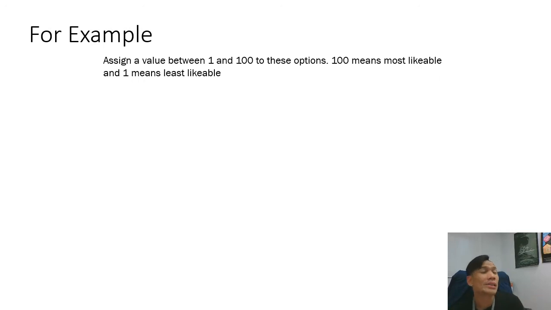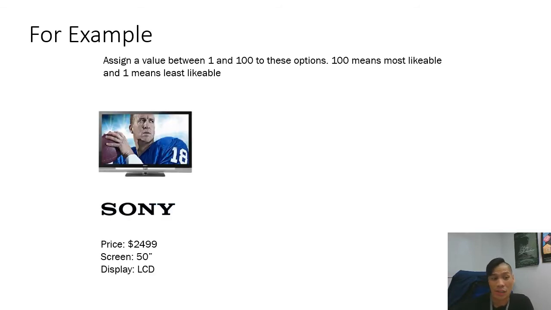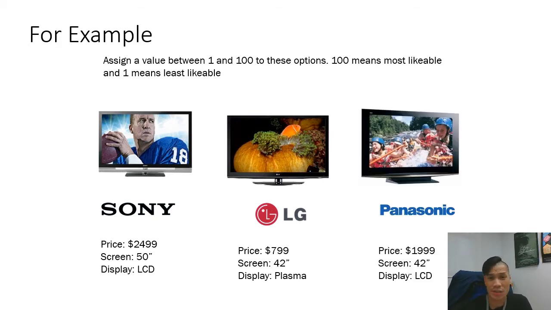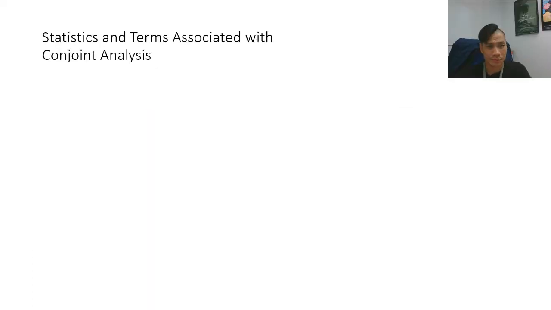Let me give you another example here. Imagine you're selling televisions and you don't know which television you want to sell. Do you want to sell a Sony, which is priced at $2,500, 50-inch LCD? Do you want to sell a 42-inch plasma LG TV that's priced at $800, or a Panasonic 42-inch LCD TV that is priced at almost $2,000? It is the combination of these that you're asking your consumers to decide, to see which one they prefer.